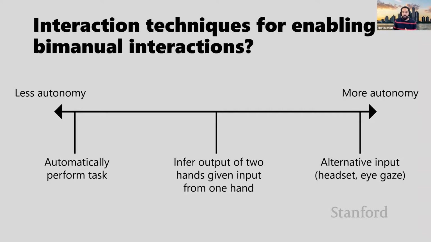Similarly, for something more in the middle, you can infer the output of the two hands from the input of one hand. If I know what one hand is doing, could I infer what the other hand should be doing based off that input? And if you really want to give people a lot of autonomy, maybe you use an alternative input method, like the headset or eye gaze, to compensate for not having the other hand.